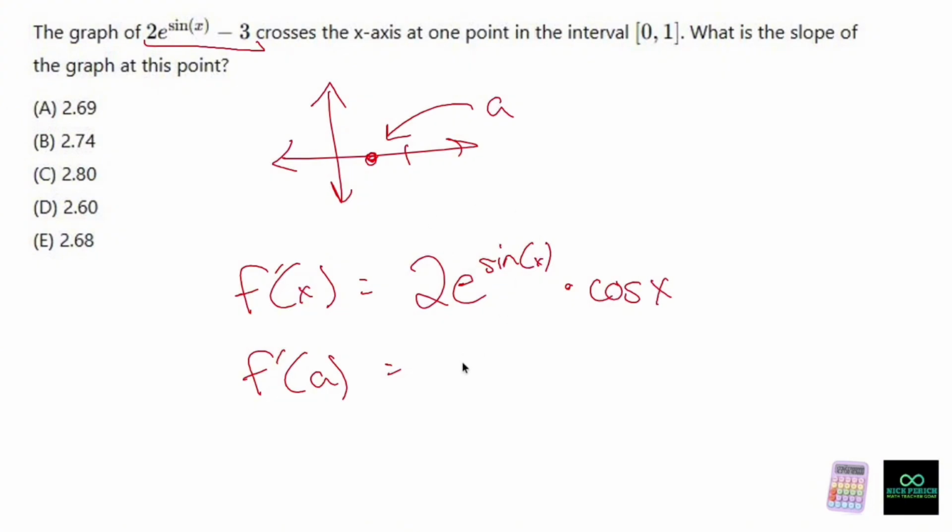Once I find out where it crosses the x-axis at some point called A, I'm going to take that number and plug it into 2 cos x e to the sine x. Once I get that number, that will get me my slope at that point. So let's go to the calculator and see what happens.